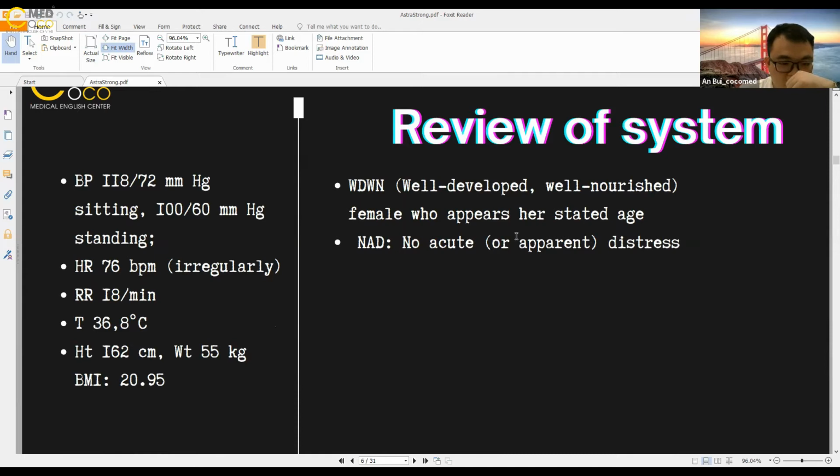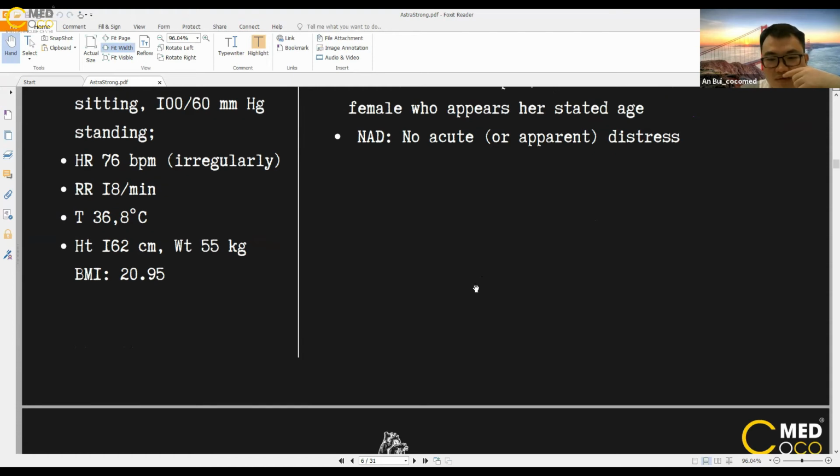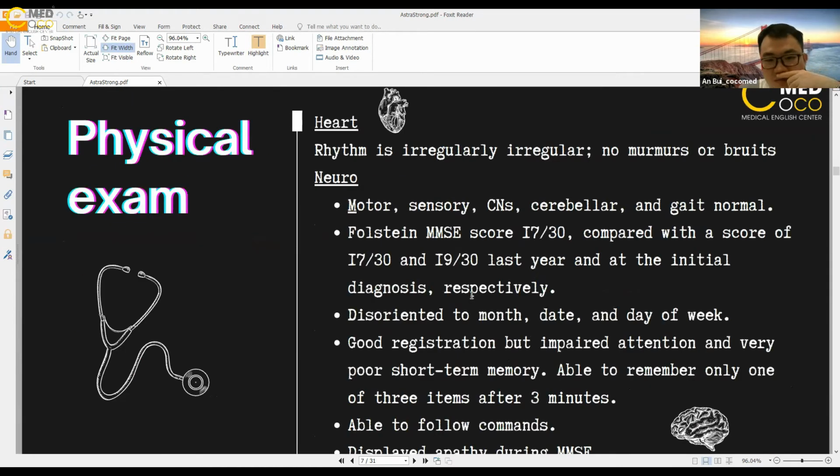Her body temperature is 36.8 degrees Celsius. Height is 162 centimeters. Her weight is 55 kilograms, and her BMI is around 21. She appears well-developed, well-nourished, in no acute distress. About her heart, the rhythm is irregular, but no murmurs or gallops.